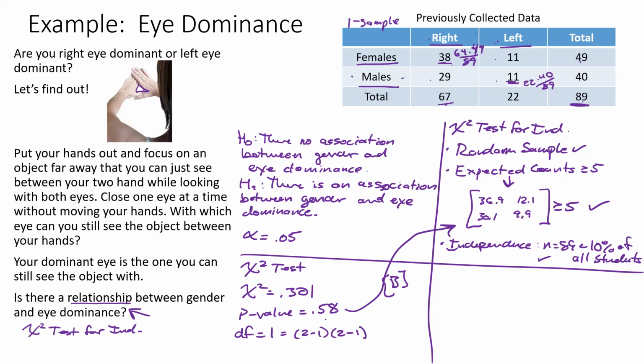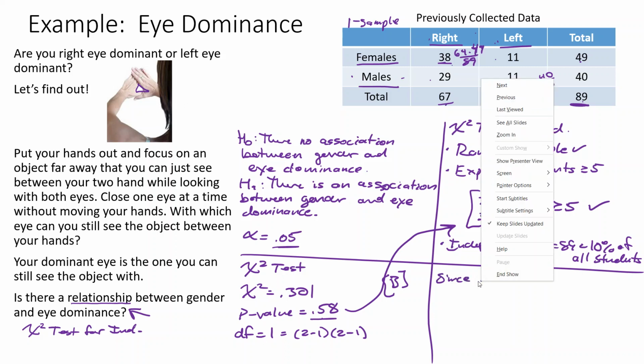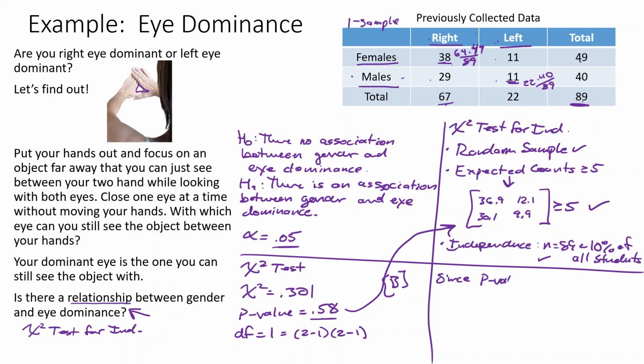All right. So now let's see. Our p-value is 0.58. Our alpha is 0.05. Since the p-value equals 0.58, which is definitely greater than 0.05, which is our alpha, we fail to reject.